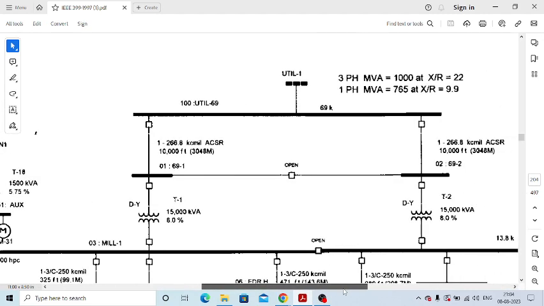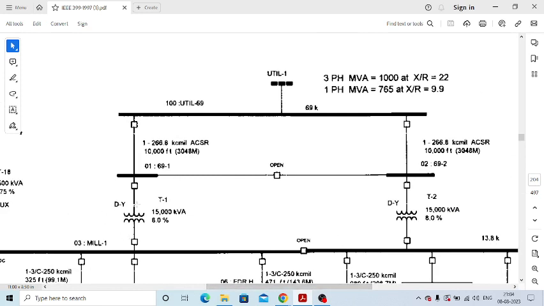So here we are having two power transformers. Each power transformer is a 15,000 kVA or 15 MVA transformer at 8 percent impedance. This is transformer 1 and this will be transformer 2. This transformer is used to step up the voltage, and it is used to export the power back to the utility when the generation is high.